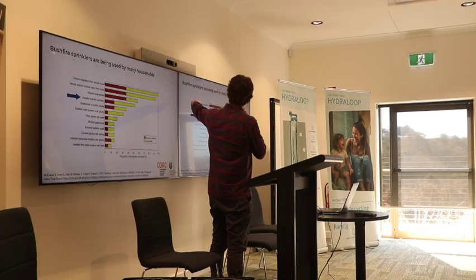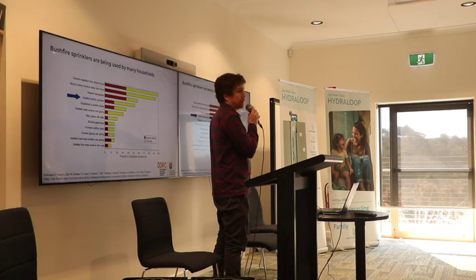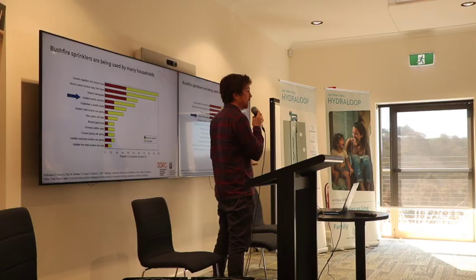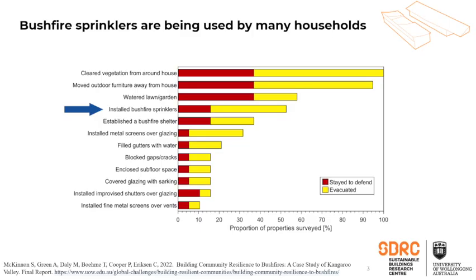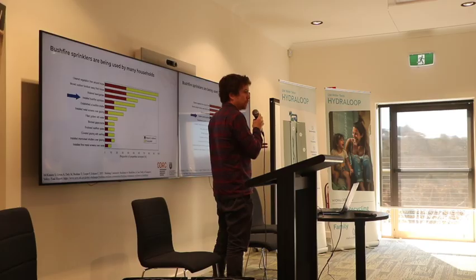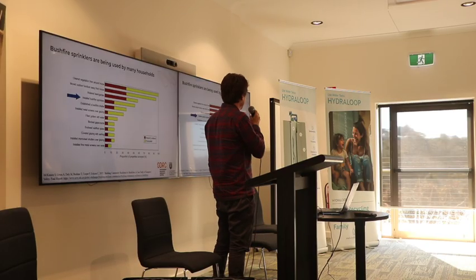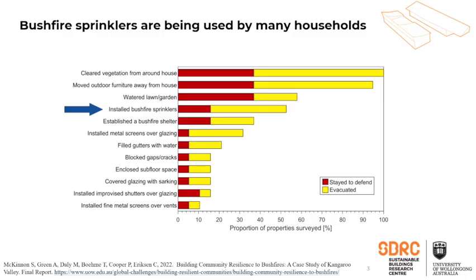We can go through this in a bit more detail. The horizontal axis is the proportion of the total sample that undertook those measures, and it's split into the households that evacuated and those that stayed to defend their property during the fire. Up the top, most or all people were moving outdoor furniture away from the buildings, clearing vegetation, doing those sorts of preparations, and then watering the lawn or garden. Then bushfire sprinklers were the next most common. And then moving further down, you see the more in-depth retrofits where they're putting screens over glazing.